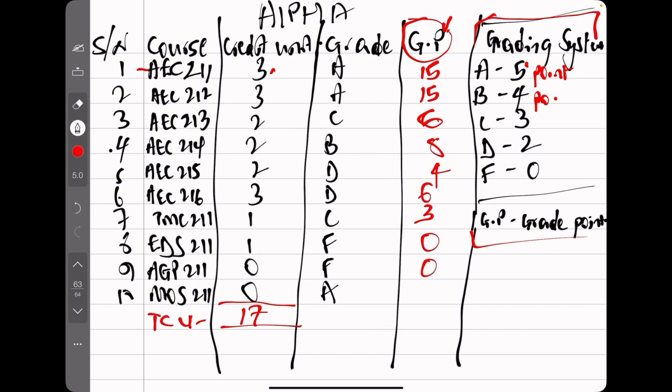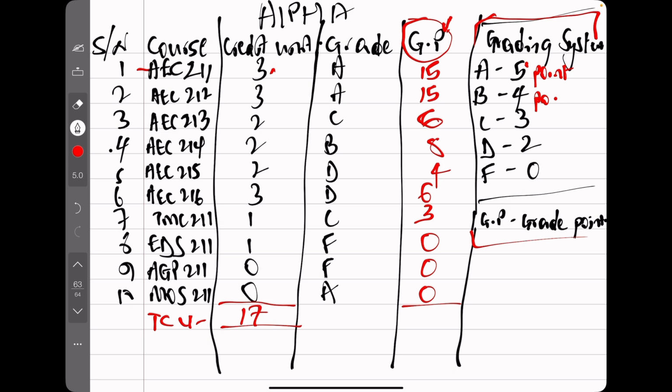MOS211 is also a 0 unit course, but this time it's an A, and A is 5 points. So you do 0 times 5. That's just to show that even if you have A or F, it is still going to be 0. Your grade points for that course is still going to be 0.